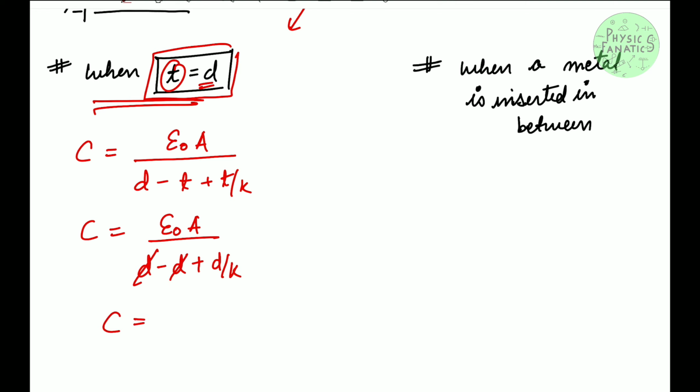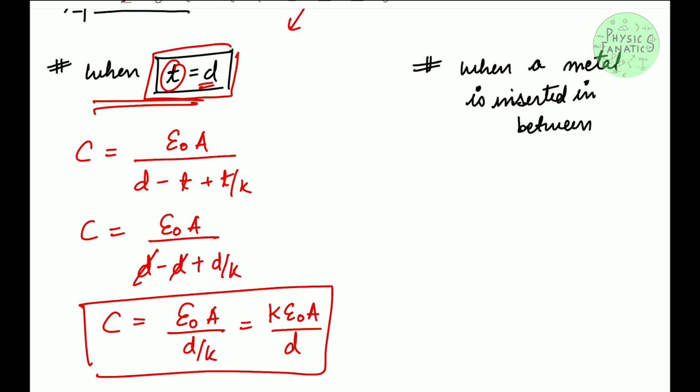d and d will cancel out. C will be coming out to be epsilon naught A upon d upon k, or you can simply say k epsilon naught times A divided by d. So you can see the capacitance will be increased by the factor of k. It will be increased by the factor of the dielectric constant. I hope you guys can understand, right? So as you can see, the moment I insert a dielectric material, the capacitance of the parallel plate capacitor will increase, right? That's why we insert this dielectric.